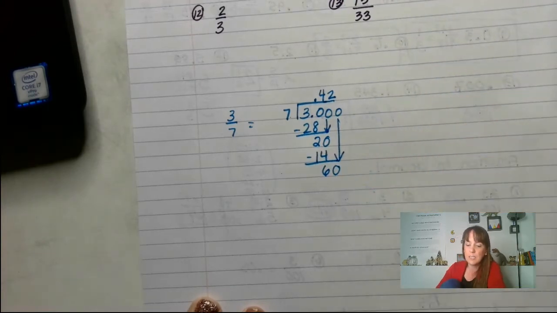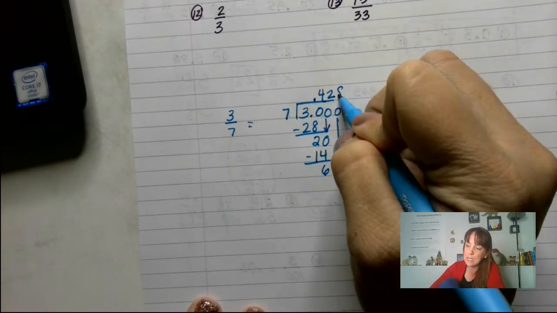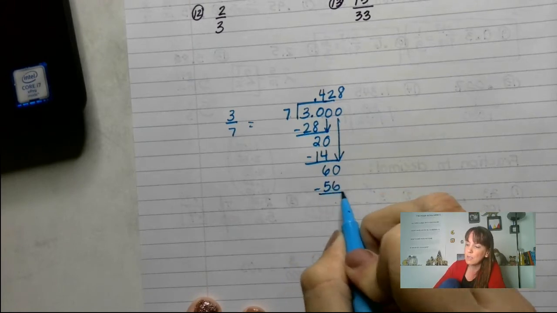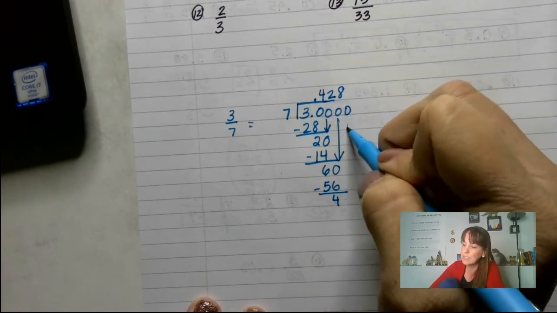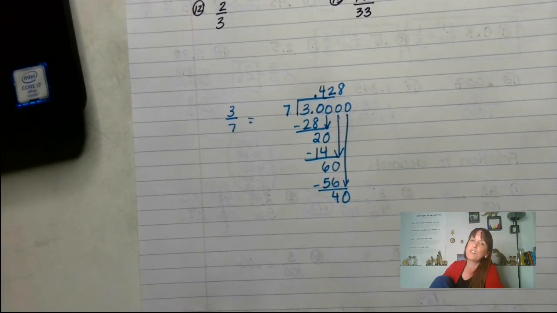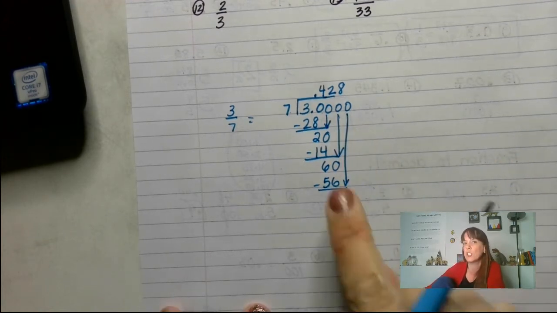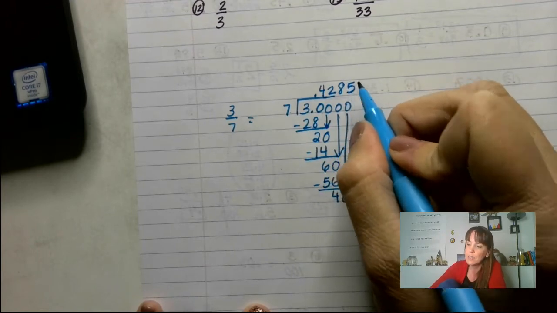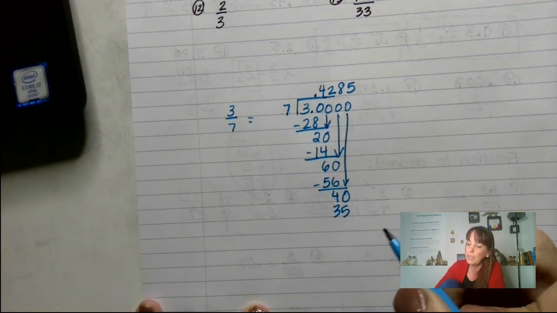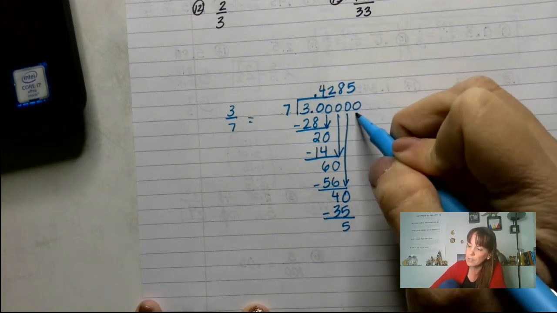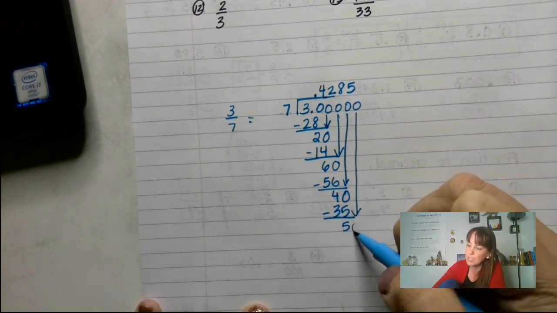7 goes into 60 8 times, so 8 times 7, we get 56, right? And then I get 4, and I bring down a 0. Oh my goodness, this is going to keep going on forever. When this happens, just round it to your nearest thousandth, which means we should do one more to make sure. 7 goes into 40 5 times, right? 7 times 5 is 35, and then we end up with 5, bring down another 0.